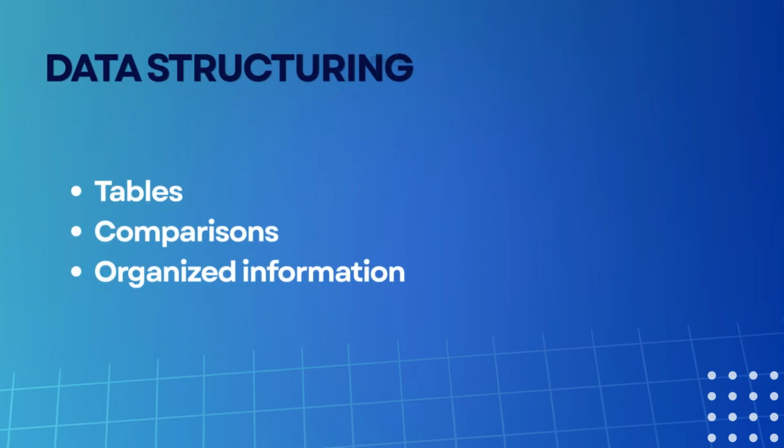Now, let's talk about data structuring. Instead of dealing with messy notes or unorganized information, Notebook LM can convert your content into clean, structured formats like tables and comparisons. This makes it much easier to understand complex topics. When information is organized properly, you can quickly see relationships between differences and key points without confusion. For example, if you're comparing two concepts, instead of reading two long paragraphs, you can view everything side by side in a table. This saves time and improves clarity.